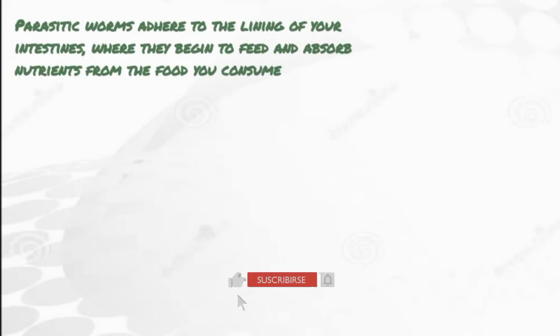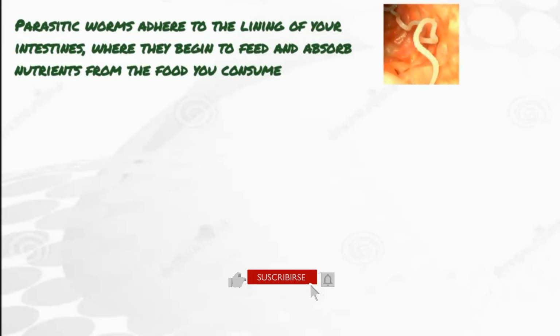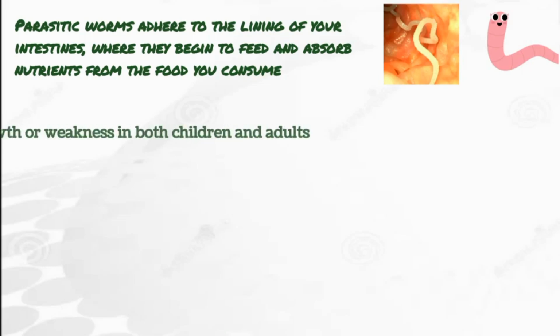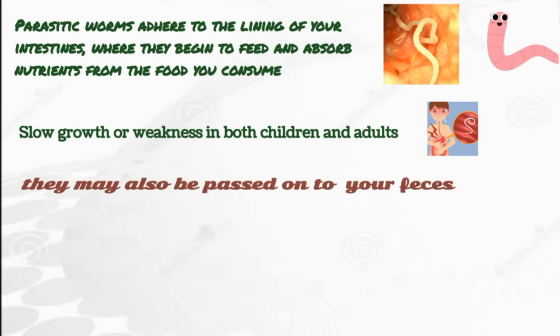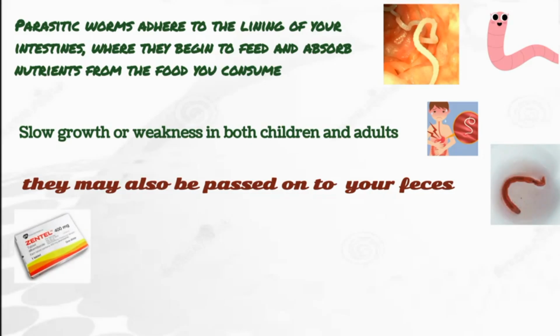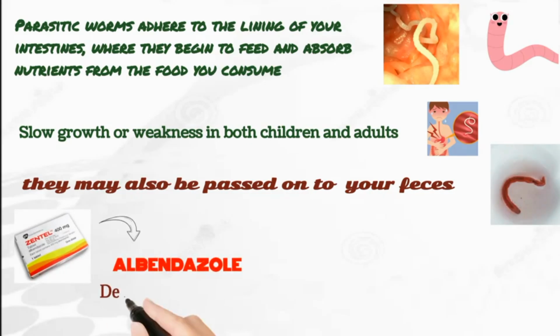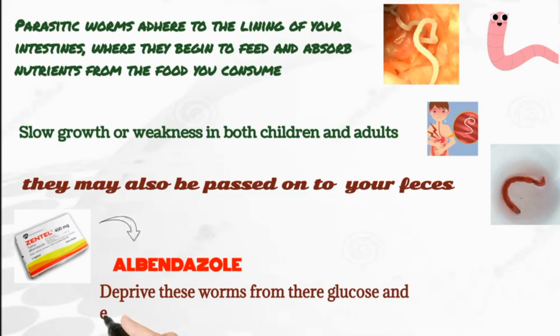Parasitic worms adhere to the lining of your intestines, where they begin to feed and absorb nutrients from the food you consume. This can lead to slow growth or weakness in both children and adults. Additionally, these worms may pass through the anal canal, causing itchiness, and they may also be passed on to your feces. Zentel, which contains albendazole as its active ingredient, deprives these worms of their glucose and energy source, thus killing these worms.